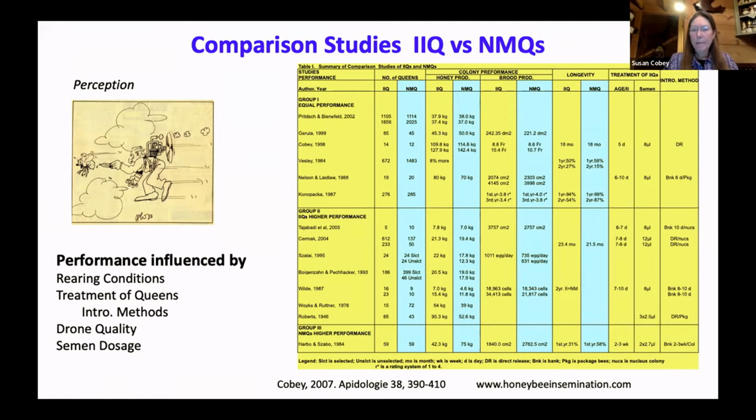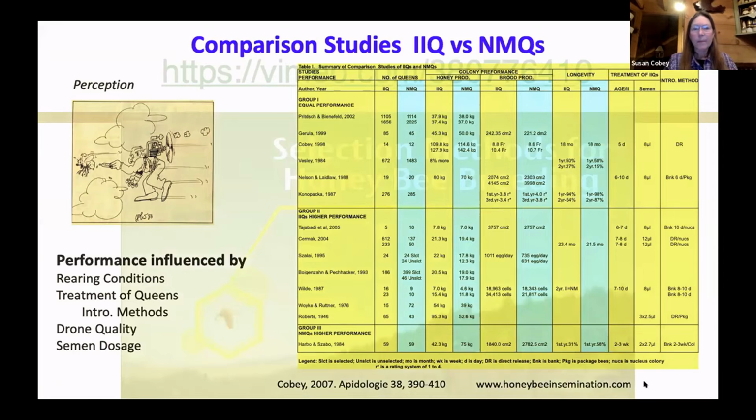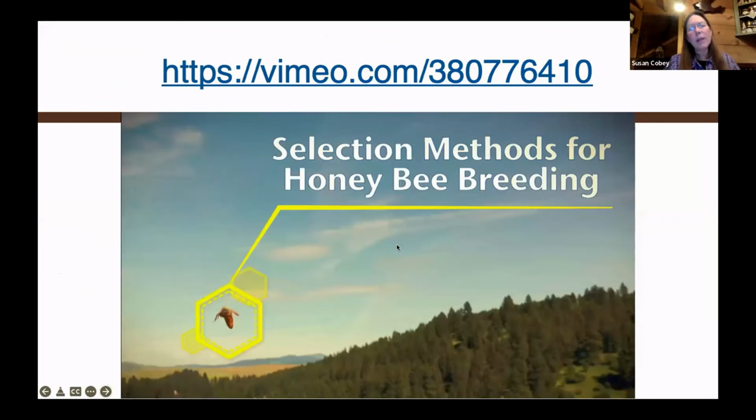I didn't get too much into the whole selection process. There's a video here you can watch. We did a video that talks about the selection methods. But again, in my mind, it's keeping it very simple. That whole selection process is just, you have the queens all at the same population level, the same age. You just run through these, and it's a comparison test.